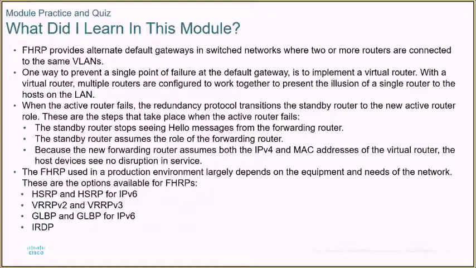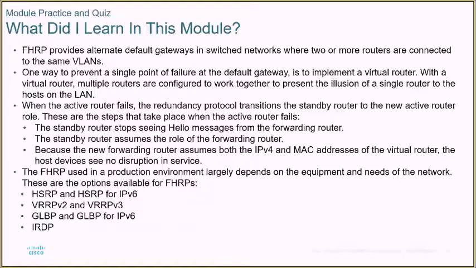So the standby router stops seeing hello messages from the forwarding router, and after the timeout period, as we said, 10 seconds, it will then assume the role of the forwarding router. Because the new forwarding router assumes both the IPv4 and MAC address of the virtual router, the host devices see no disruption in service or only momentary. The FHRP used in a production environment largely depends on the equipment and needs of the network. So these are the options available.